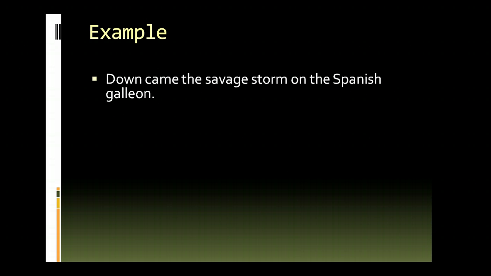Next example. Down came the savage storm on the Spanish galleon. So, first of all, you might be realizing you have a vocab question here, like you may not be sure what a galleon is. Well, it's something you might even have to look up, even in a grammar lesson, just to make sure you know what the word is. If you don't know what it means, you may not know whether it's a noun, pronoun, adjective, verb, adverb, preposition. You don't know because you don't understand the word at all. In this case, a galleon is a kind of ship.